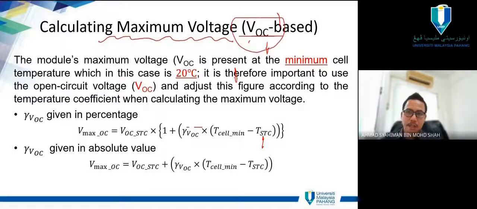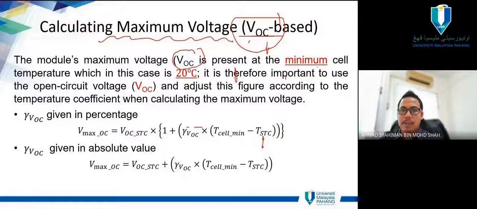Okay, based on VOC. The module's maximum voltage, I think we know already. VOC. Yes, we have VMP. But actually, the maximum voltage achieved by the module is the VOC, because the VOC must be higher than the VMP. That's normal, standard logic. It is present at the minimum cell temperature, which in this case is 20 degrees C. Module maximum voltage, nearly VOC, is present at the minimum cell temperature.